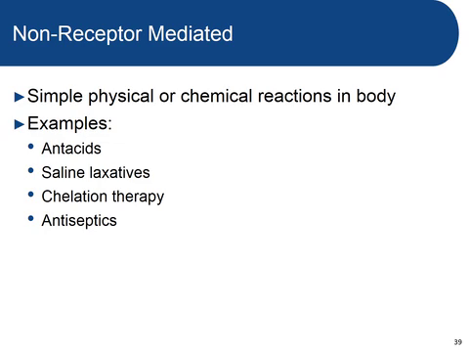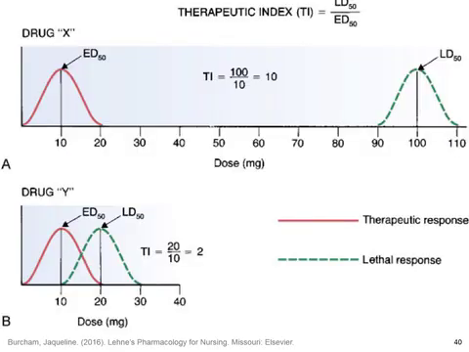And then finally, antiseptics, the last example. These medications precipitate proteins and bacteria, and that's how they exert their antiseptic properties. So, like I said, there are a few examples of non-receptor mediated reactions in the body, but by and large, most drugs act through activating or blocking some type of endogenous receptor.